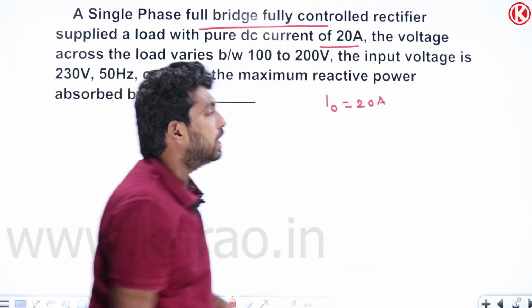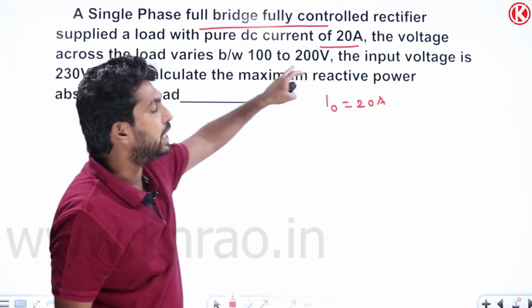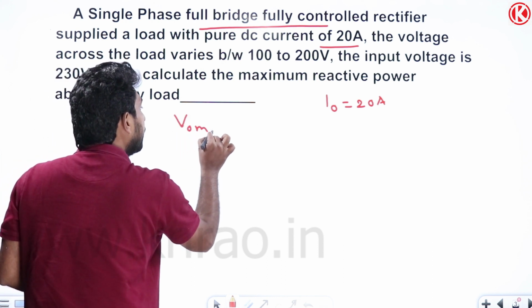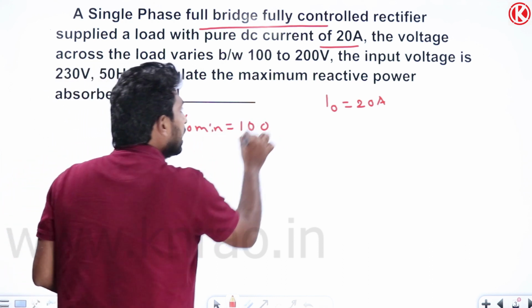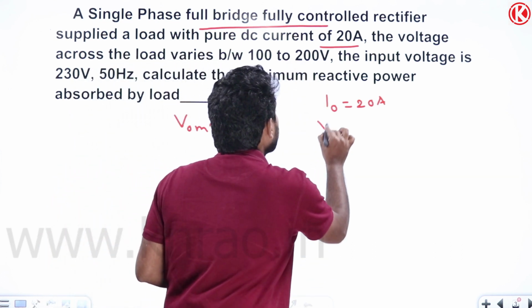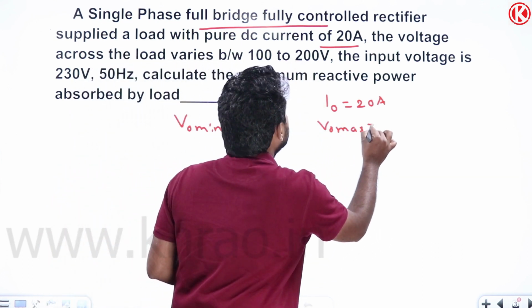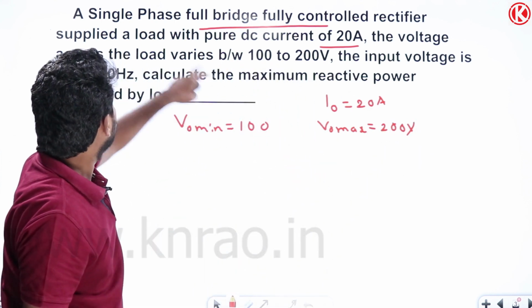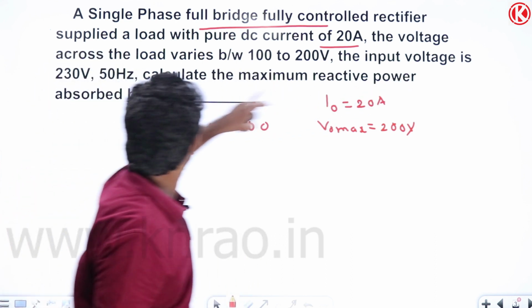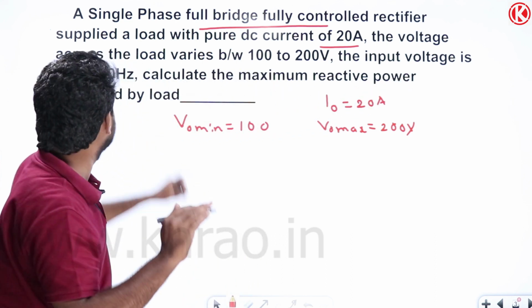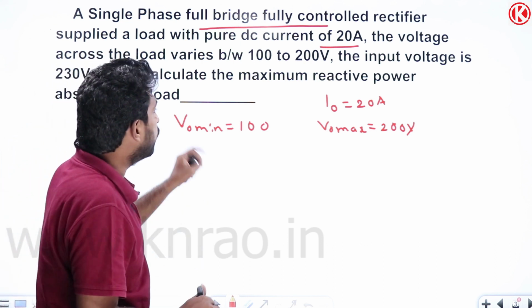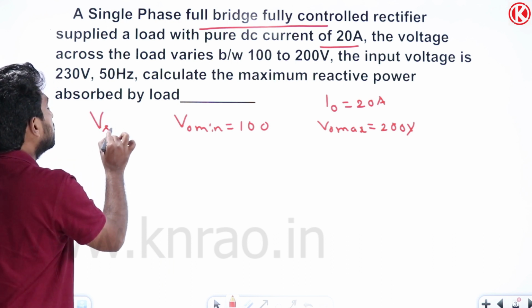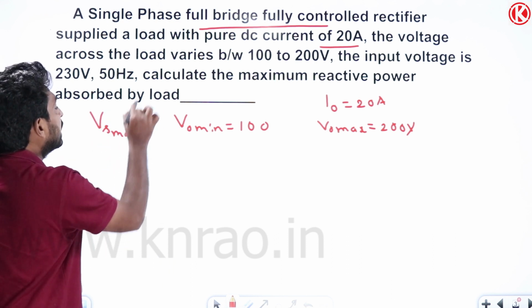The load voltage is varying from 100 to 200 volts. So V naught minimum is given as 100 volts and V naught maximum is given as 200 volts. Now the input voltage is given as 230 volts RMS. We need to find the maximum value: Vm equals 230 into root 2.